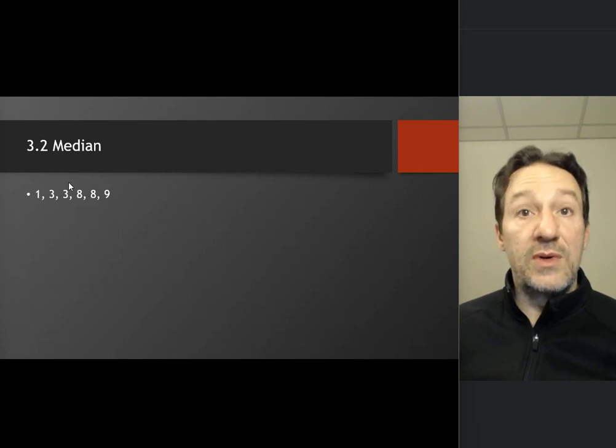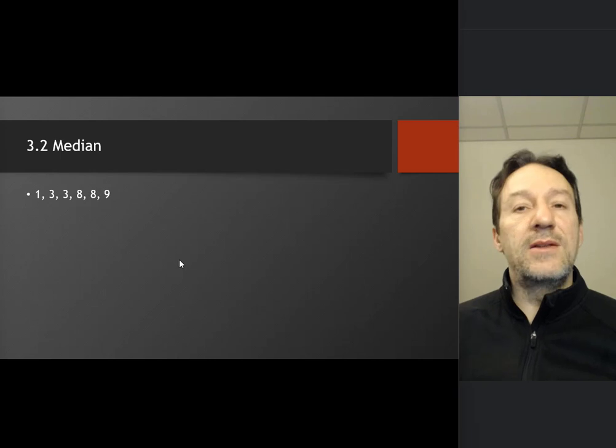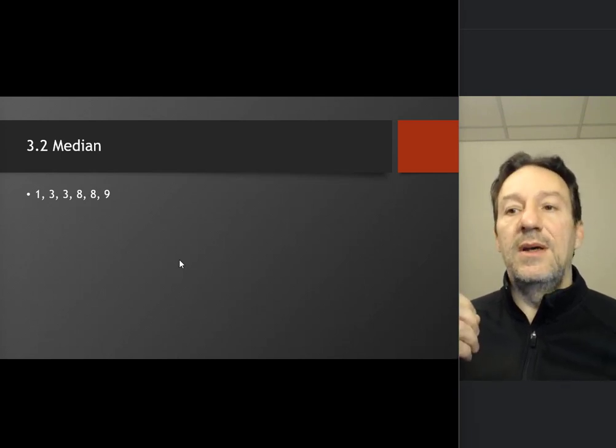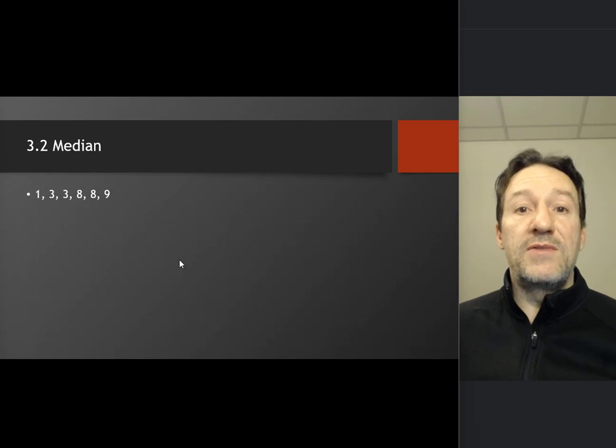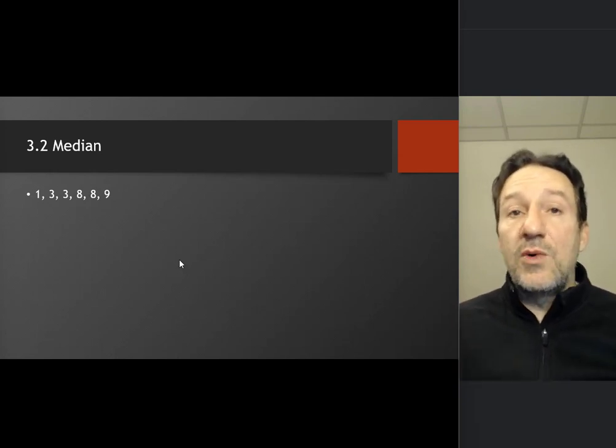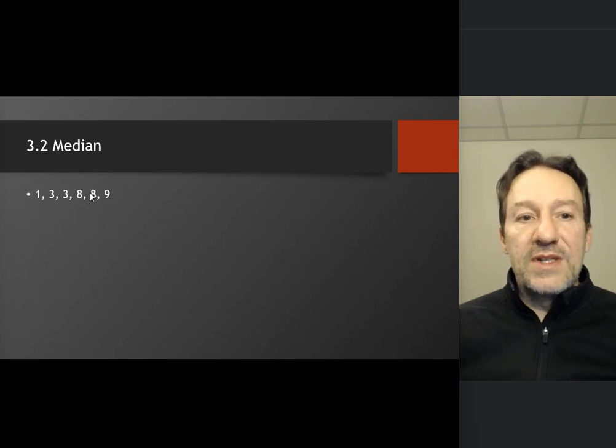We're left with 2 in the middle, the 3 and the 8. Add those together, divide them by 2. So 3 and 8 together is an 11. Divided by 2, 5.5. So our median, although it's not technically one of the numbers in the distribution, is going to be 5.5 for this distribution.